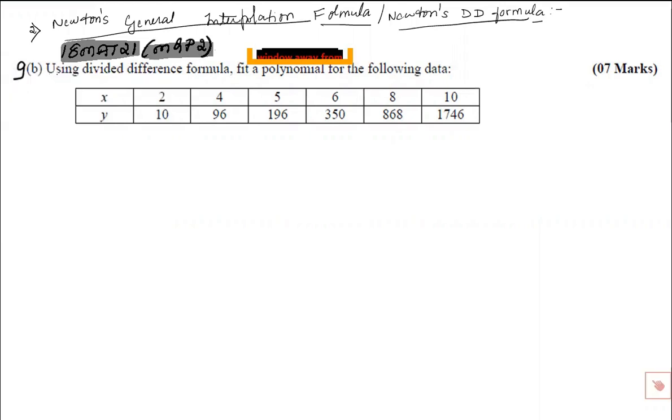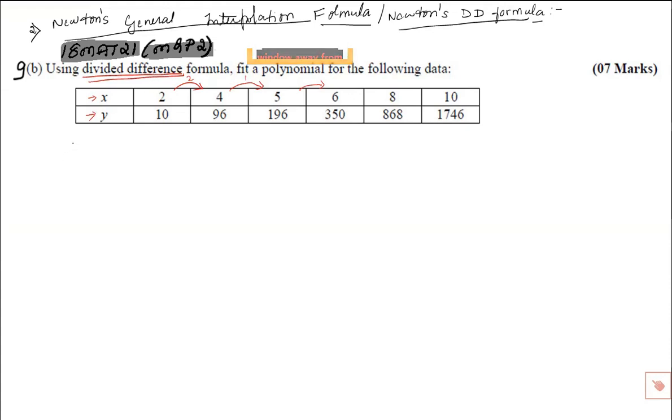Here, the question is: using divided difference formula, fit a polynomial for the following data. The data x as well as corresponding y is given, with x as 2, 4, 5, 6, 8 and 10. Observe here the interval widths are not equal, right? Width of 2 and 4 is 2, width of 4 and 5 is 1, correct? The h value is unequal here. That's why we can use Newton's divided difference formula or Lagrange's interpolation formula. Here in the question it's mentioned that we should use Newton's divided difference formula.